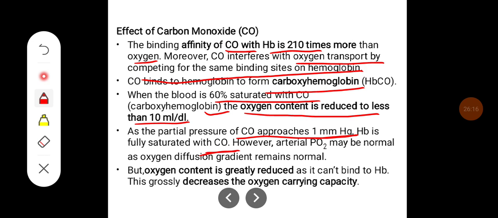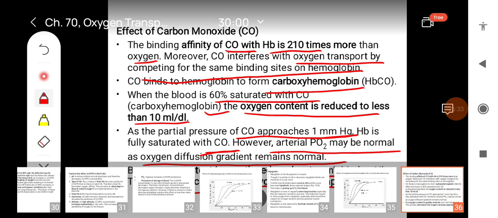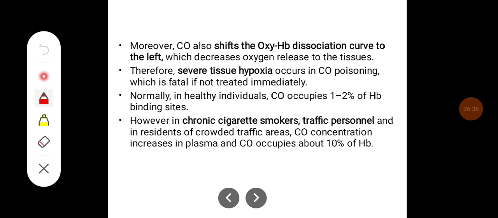carbon monoxide. However, arterial PO2 may be normal as the oxygen diffusion gradient remains normal. But oxygen content is greatly reduced as oxygen can't bind to hemoglobin. So this grossly decreases the oxygen carrying capacity. Moreover, carbon monoxide shifts the oxygen dissociation curve to the left side, which decreases the oxygen release to the tissues. Therefore, severe tissue hypoxia occurs in carbon monoxide poisoning, which is fatal if not treated immediately.